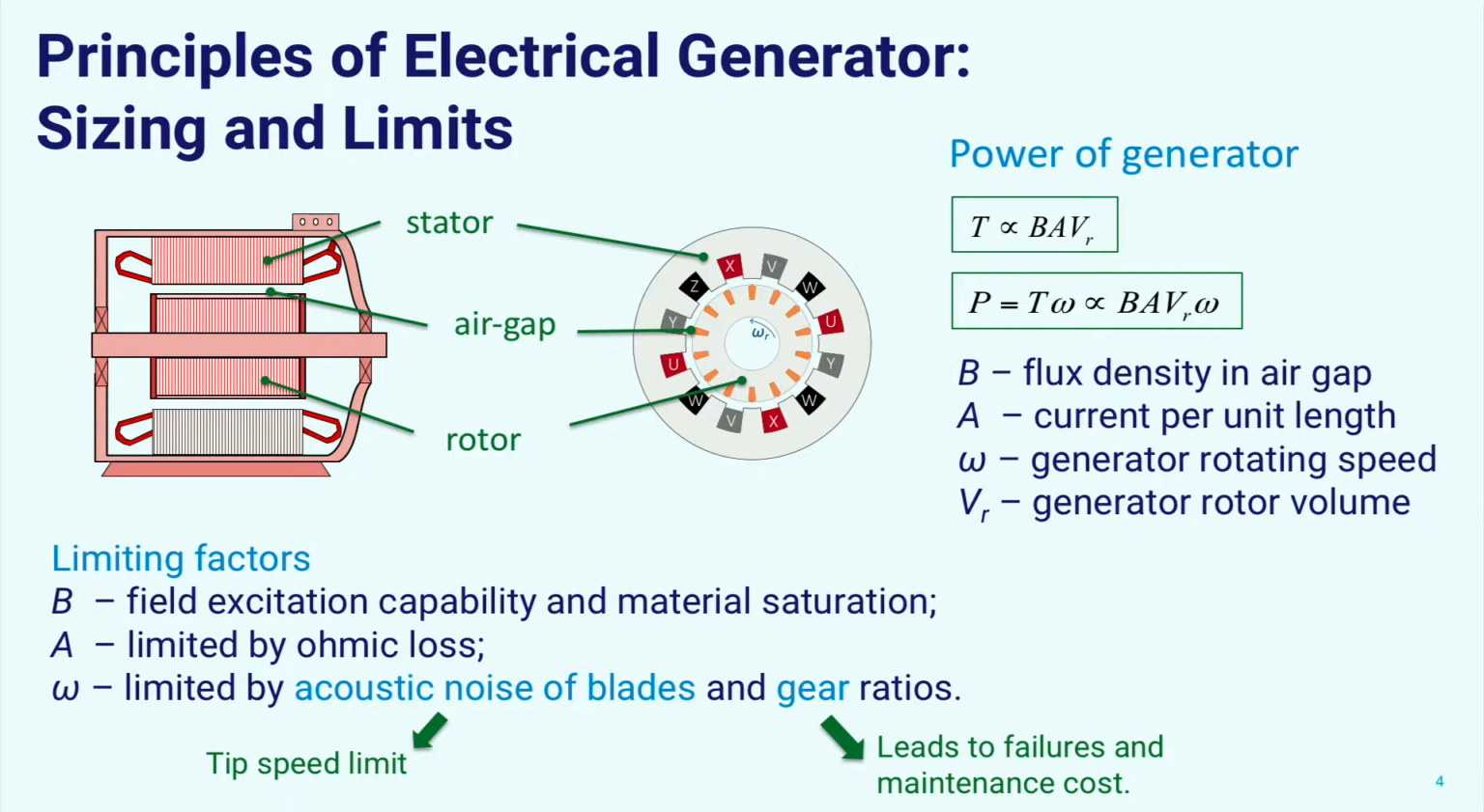If the power and the speed are fixed, the product of current loading A and the magnetic field density B determines the size of the generator. The higher the product, the smaller the volume. Therefore, to reduce the size of the generator for specific power output, we should either increase the product of B and A or increase the rotating speed omega. However, none of these can be arbitrarily chosen.